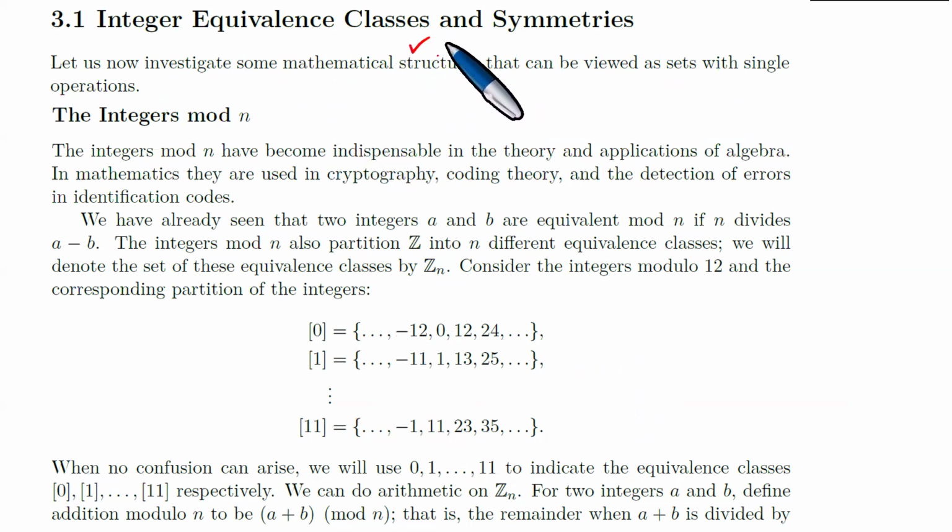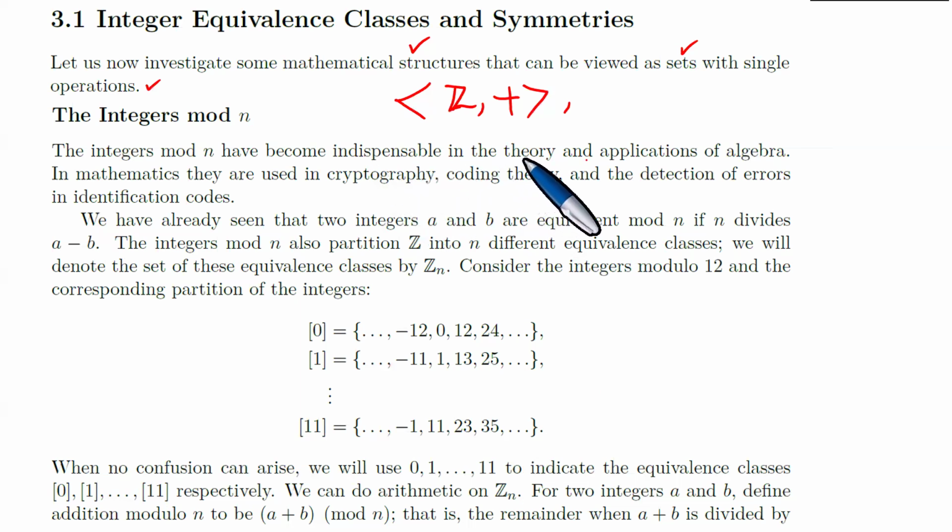We are looking at mathematical structures that can be viewed as sets with single operations. There's a mathematical structure which can be viewed as a set with a single operation, be it addition, etc. Okay, right. So this being the set of integers. So now let's look at integers modulo n, or integers mod n. Right.